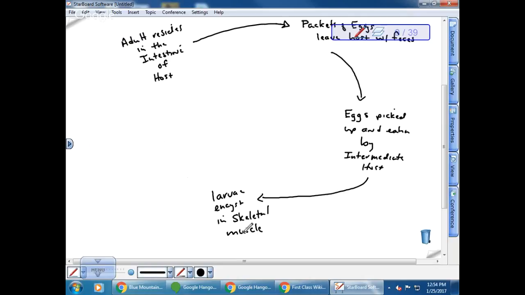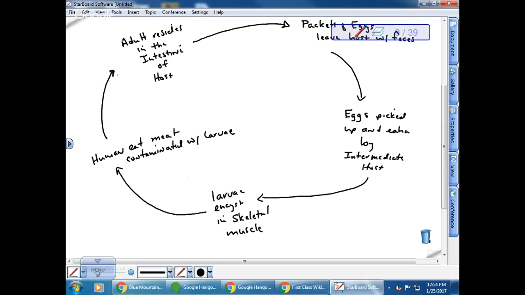So why do they encyst in the skeletal muscle and not elsewhere in the body? Right, so that's what we eat, right? In order for it to complete its life cycle, it's got to be someplace where we're going to consume it. So this would be humans eat meat contaminated with larvae. Okay, and then the larvae get into our digestive tract and they develop into the adult.